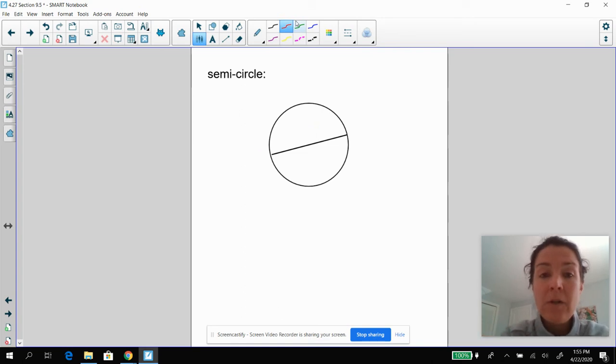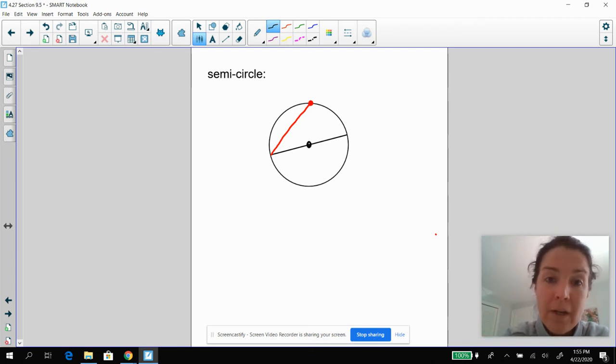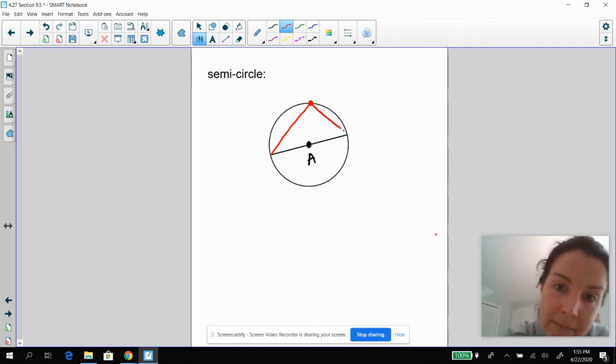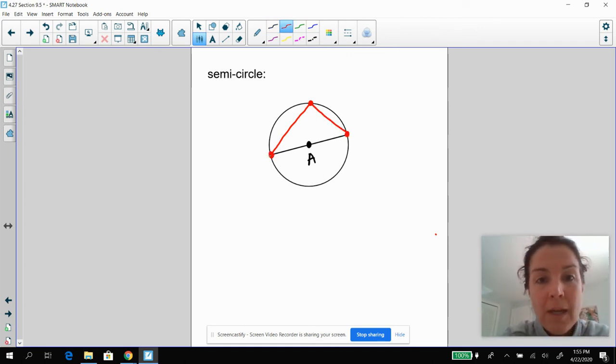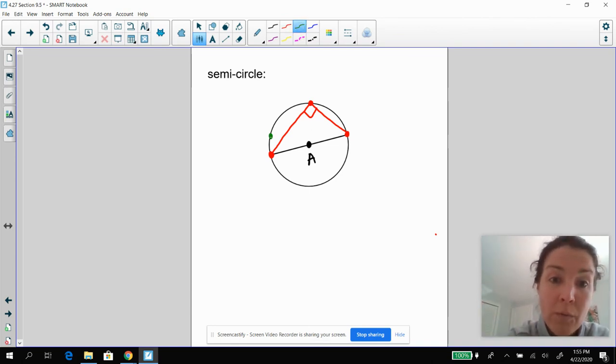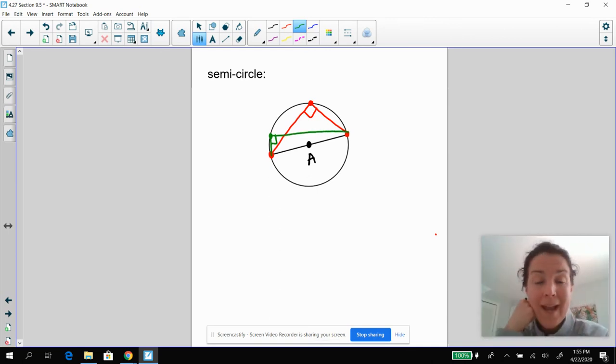If I have a semicircle and I have an inscribed angle whose endpoints are on the diameter, and you have to know that this was circle A, right? So here's my diameter, and if the endpoints of this inscribed angle are on the diameter, this angle is going to be 90 degrees. It does not matter where that angle is. It could even be over here. And if the endpoints are on my diameter, this guy's going to be 90 degrees.